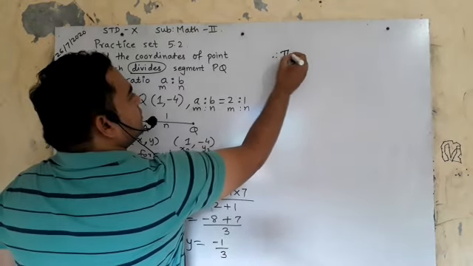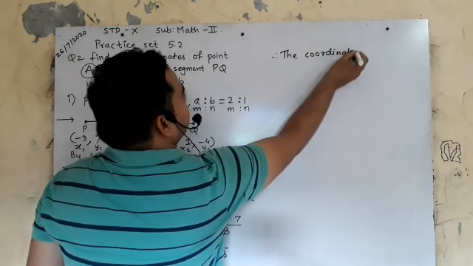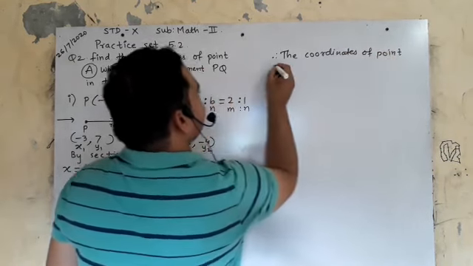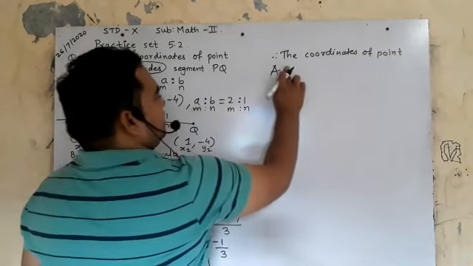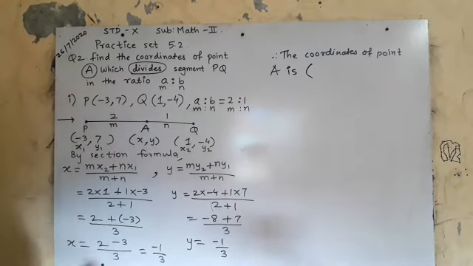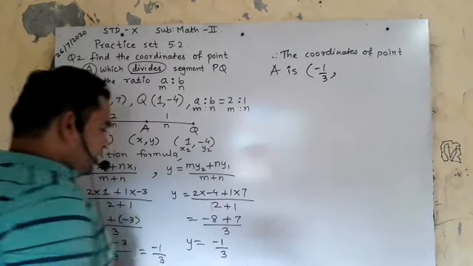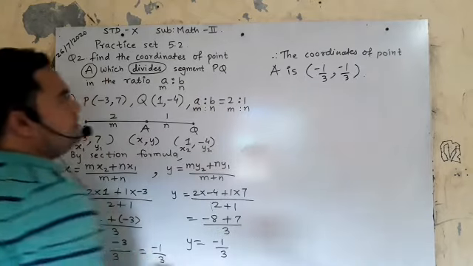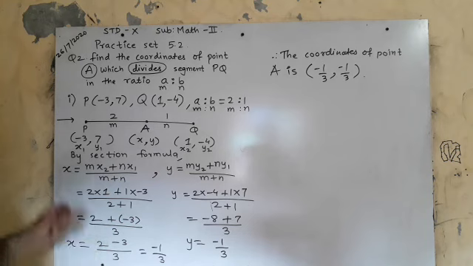Therefore, the coordinates of point A, every time you will write point A only. The coordinates of point A are what? The first answer, the x answer, is minus 1 upon 3. And the y answer is also minus 1 upon 3. Is it clear? So like this only you will solve the remaining two sums as homework.